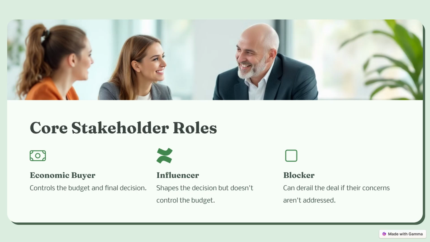Let's dive in. There are 3 key stakeholder roles in enterprise sales. Economic buyer controls the budget and final decision. Influencer shapes the decision but doesn't control the budget. Blocker can derail the deal if their concerns aren't addressed. Understanding these roles helps you tailor your approach and keep the deal on track.